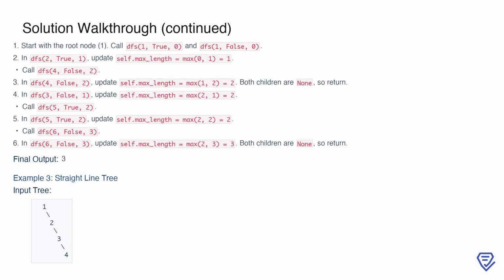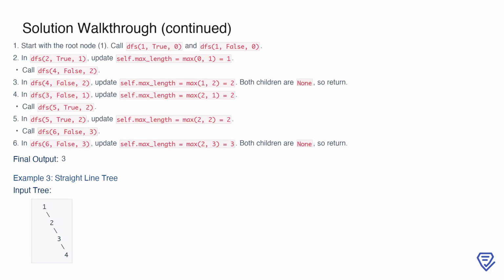For this larger tree, we begin from the root node, 1, calling DFS in both directions. When we move left to node 2, we update the maximum length to 1, as this is the first step in a potential zigzag path. From node 2, we move right to node 4, extending the path and updating the maximum length to 2. Since node 4 has no children, this branch ends.